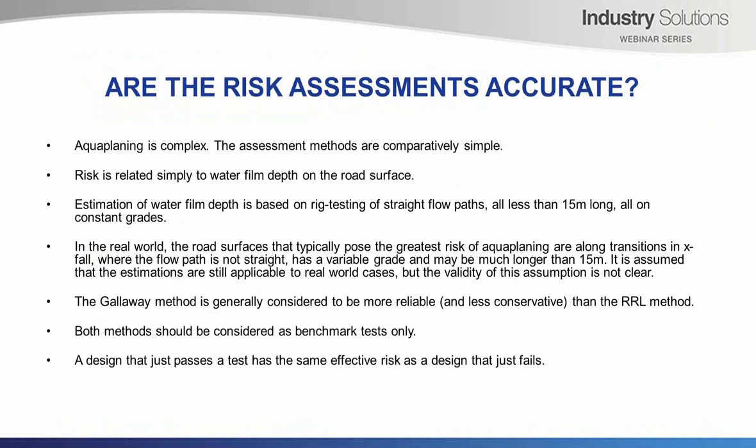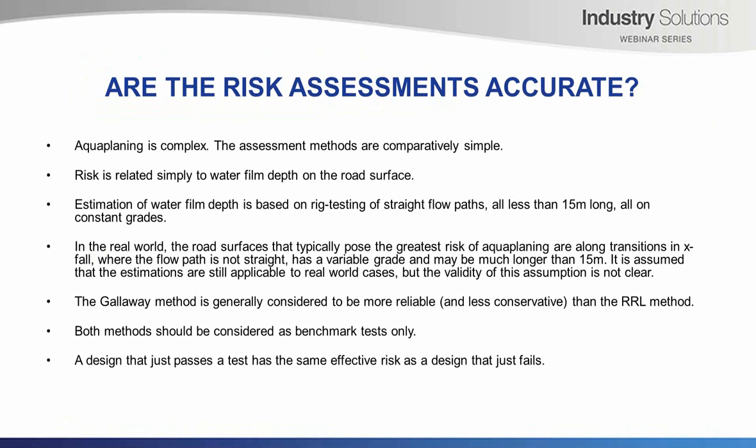And the other thing, the big thing here, is that when these two formulas were developed, they were developed using test rigs where all the flow paths were dead straight, all of the flow paths were less than 15 metres long, and all of the flow paths were on constant grades. Now, that was fine and was perfectly adequate for developing these formulas that are quite reliable for those conditions, but in the real world, the road surfaces that typically pose the greatest risk of aquaplaning are along the transitions in crossfall. There are potentially other places as well, but primarily it is the crossfall transitions.